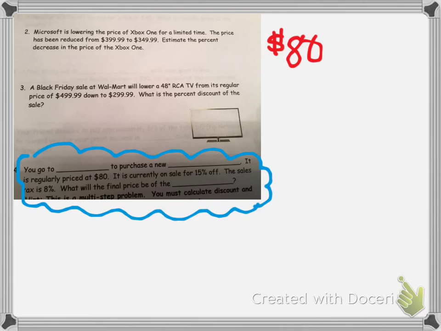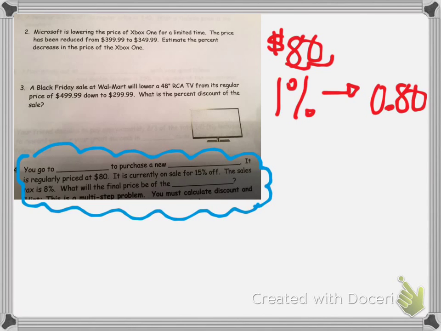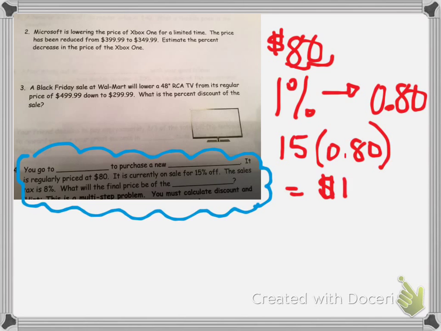So the first thing we're going to do, if it's 15% off, I'd like to use the 1% method that you've seen in some other guided notes. 1% of 80 is actually going to be 80 cents if you move that decimal over 2 spots. So to do 15%, it's really just going to be that 15 times 80 cents. So 15% of this original $80 would be $12.